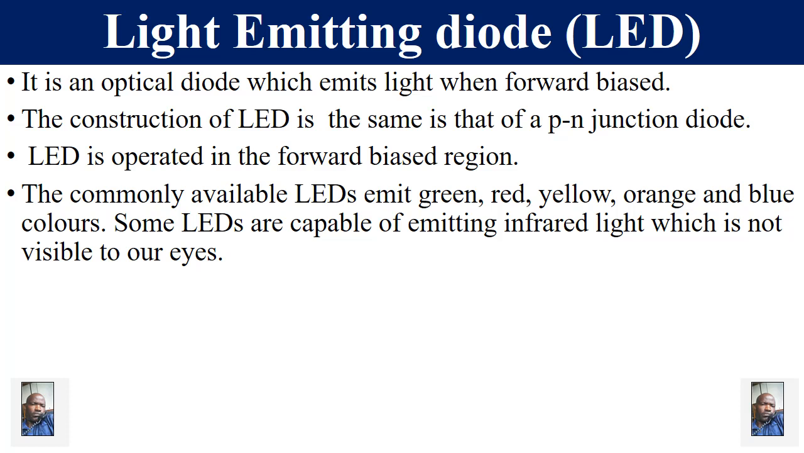Then the construction of the light emitting diode is simply the same as that of a PN junction diode. It is operated in the forward biased region and so never in the reverse biased region. And most of them emit green. I think you are conversant with such light emitting diodes: yellow, orange, blue, to remember just a few. Please take note that we also have some light emitting diodes that emit infrared light, which is not visible to our eyes. Take note, it's an important point.